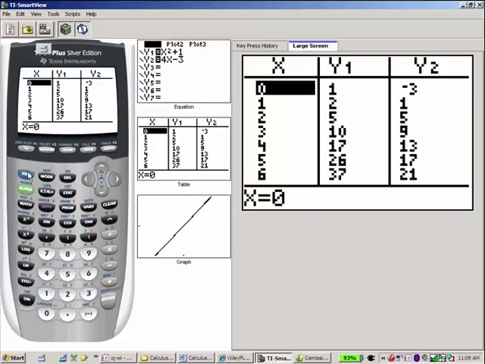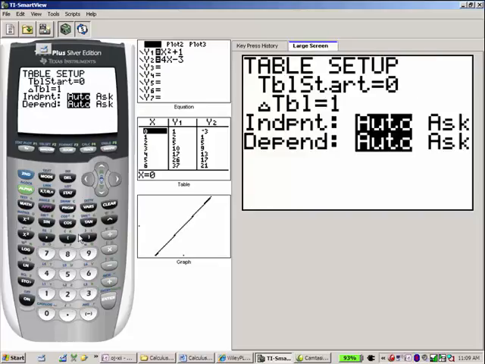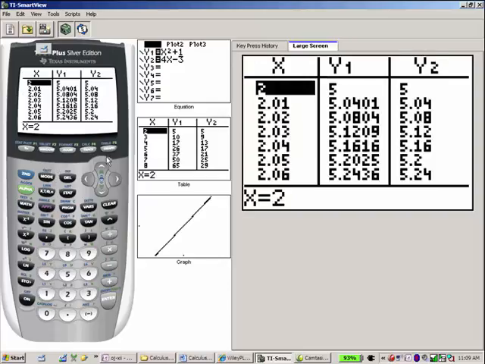If we went to the table and I went to table set and I started at 2 and I went up by, can we just do 0.01? So, right, here's the function, 5.0401. Here's the tangent line, 5.04. What do they differ by? 100,000th, right? I mean, they differ by a really small amount.